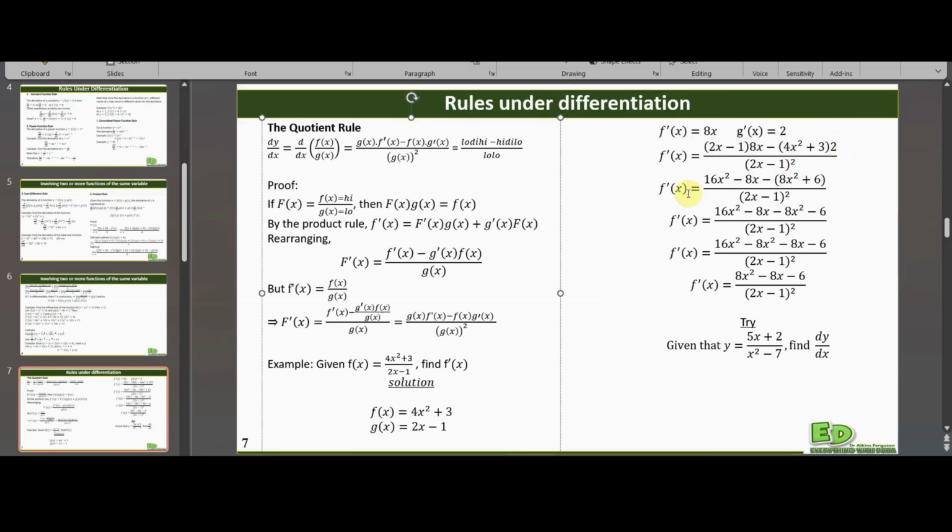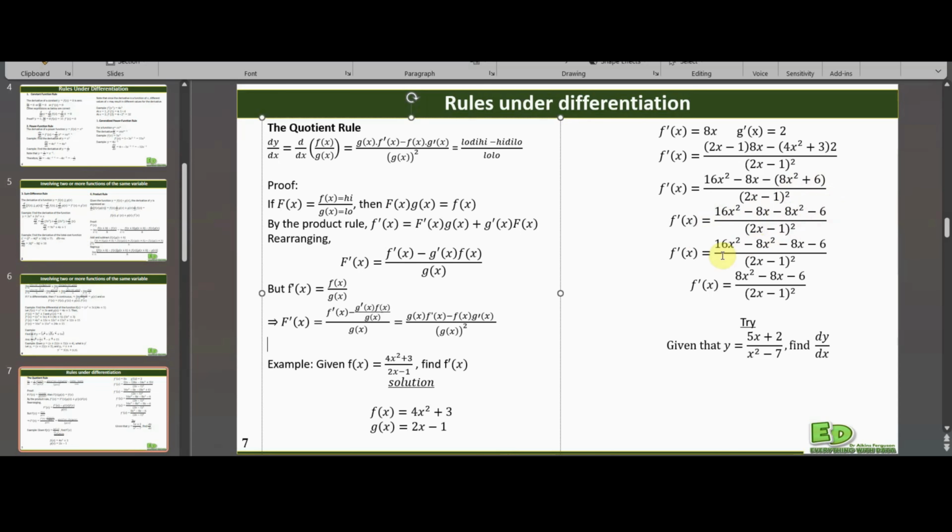So we have f prime of x. They're just telling us that we are differentiating. So we expand this, we'll have 16x squared minus 8x minus bracket of 8x squared plus what? 6 all over 2x minus 1 all squared, all over low or g of x squared, right? 16x squared minus 8x minus 8x squared minus 6 all over 2x minus 1 all squared.